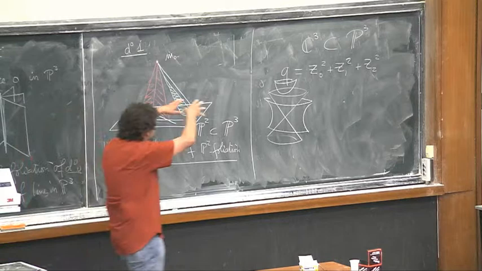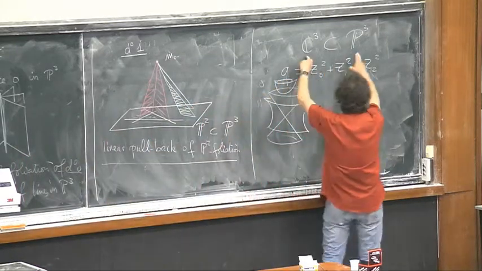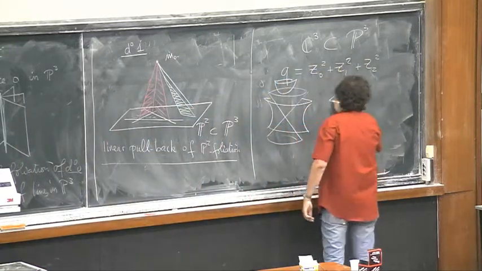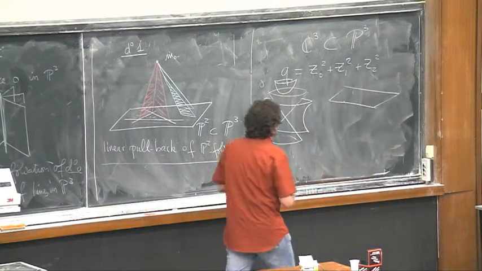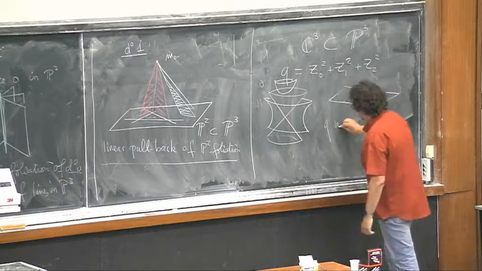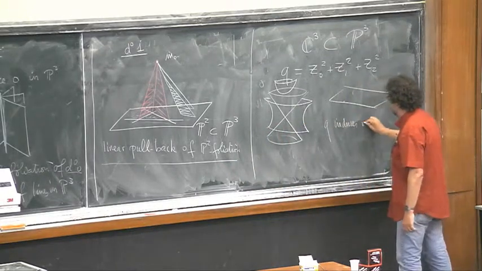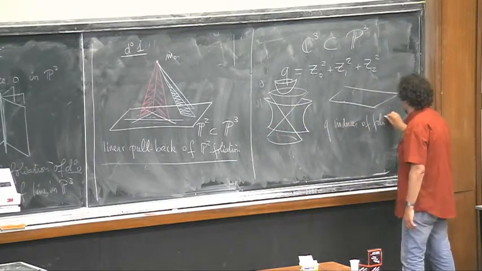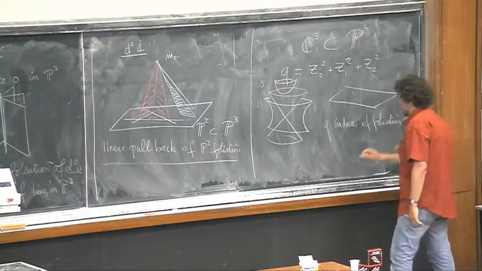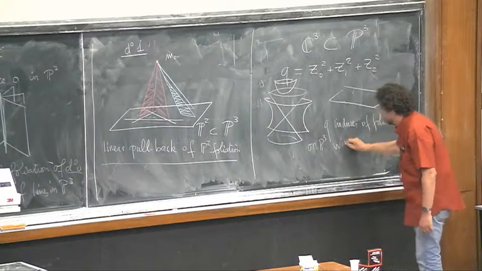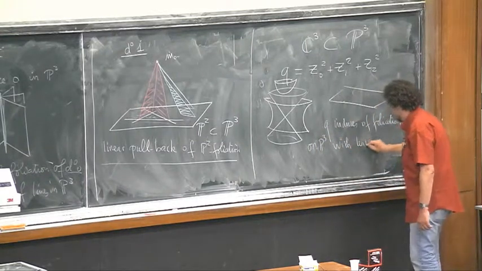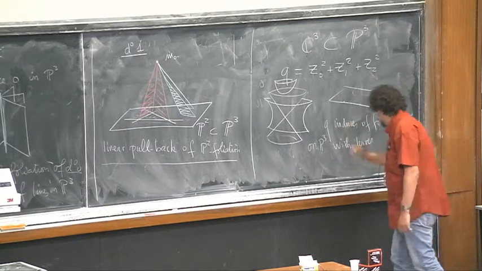And it's possible to complete this foliation in P3 by adding the plane at infinity. So this foliation induces a foliation on P3 with leaves quadrics.